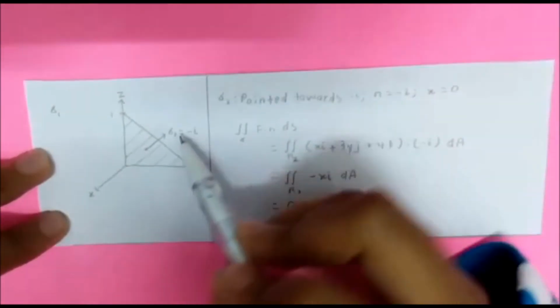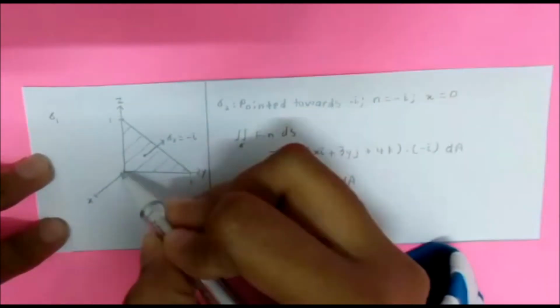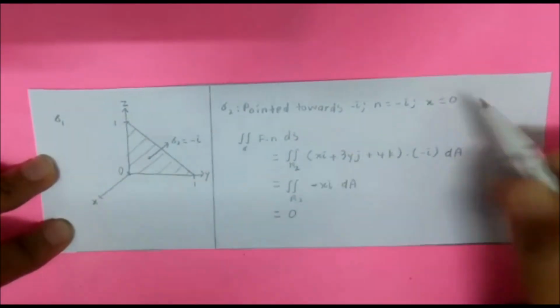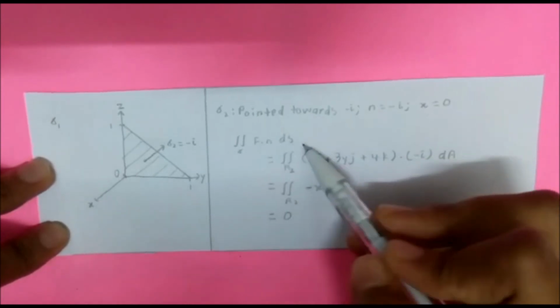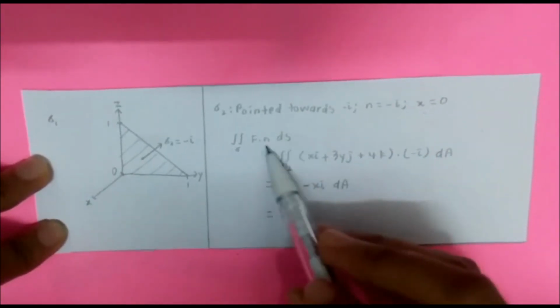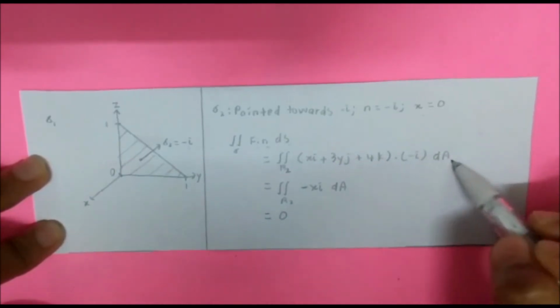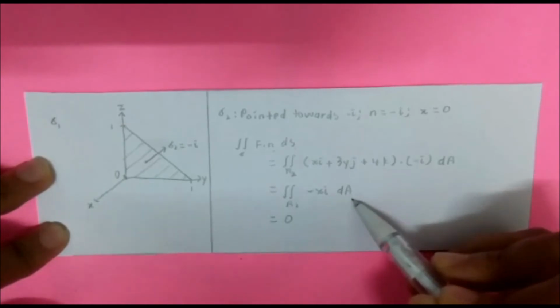For the second plane, we know that it points towards negative i, and we also know that there is no value of x, so x will be 0. So to double integrate F dot dS, we know that n is negative i, and we get negative x dA.